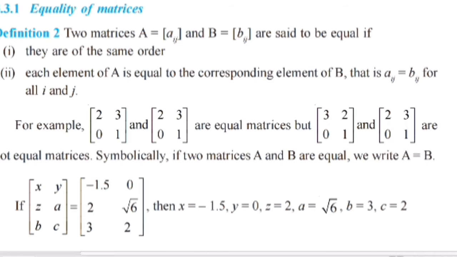Equal matrices. Two matrices are said to be equal if they are of the same order and each element of A is equal to the corresponding element of B. See, 2 here and 2 here. 3, 3. These matrices are equal. Same order. This is a 3 by 2 matrix. This is also a 3 by 2 matrix. So we can say x is equal to minus 1.5, y is equal to 0, z is 2, like that.